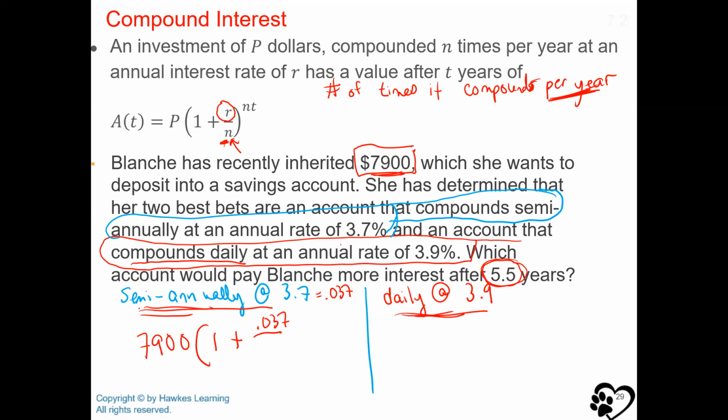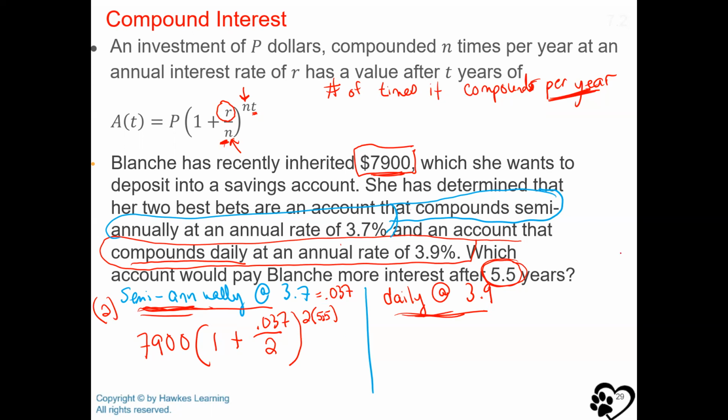Then the number of times it compounds yearly. If it's semi-annual, that means twice per year. You have to know that part. How many times does it compound yearly? Well, 2. And then this is that same number of times it compounds yearly, times how long you're going to put it in that account. So we're going to multiply 2 times 5.5. You're going to plug that directly in your calculator, exactly like I wrote it.